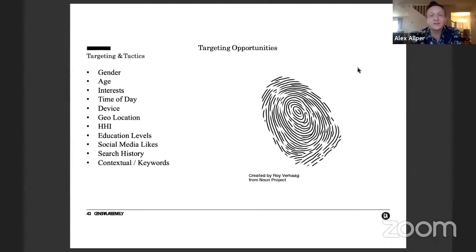Are you looking at a household? As you know, if you're trying to sell Teslas, you're probably not selling it to a household that is only making $50,000 a year. I mean, maybe you are. I don't know. Geo-targeting location. So that one is super helpful as well.